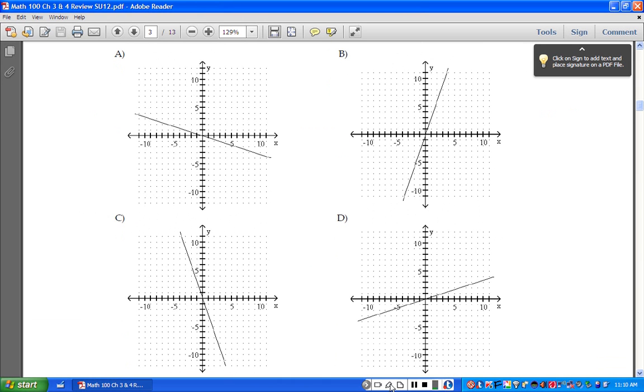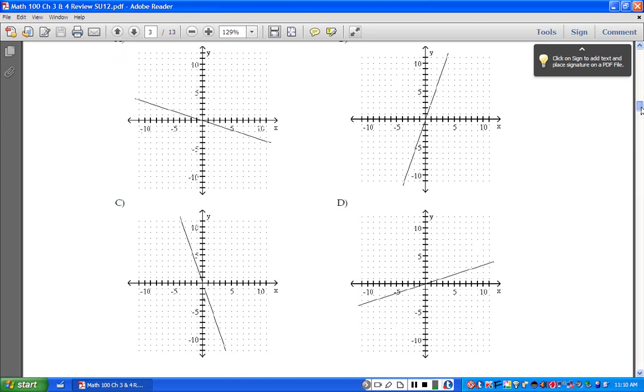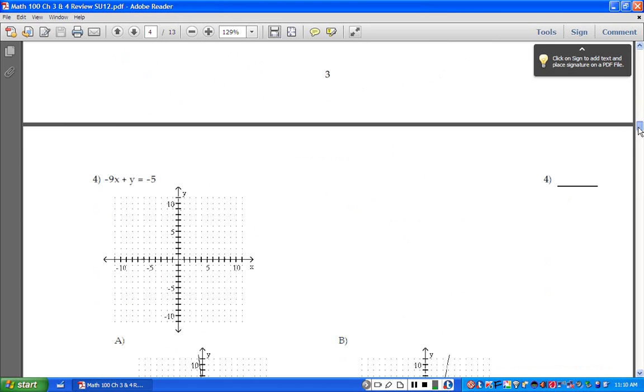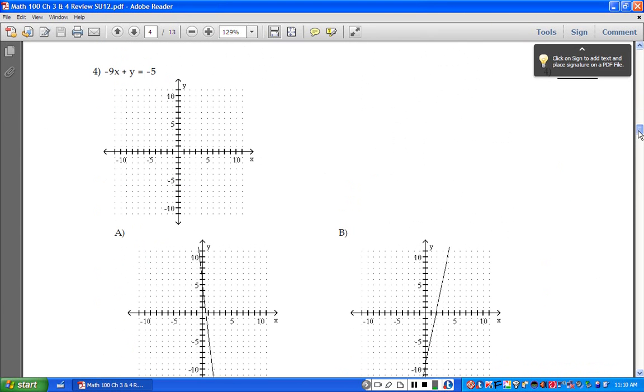Because if you notice, we said b was 0, and right there, that's 0, go up 1, up 2, up 3, over 1, and there you go, you're still on the line. So the answer would be B. Moving on. Okay, number 4.